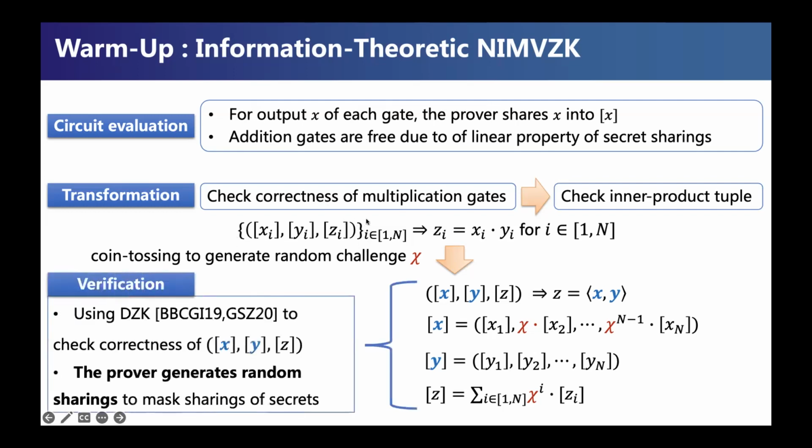Next, the verifiers use DZK to check correctness of the tuple x, y, z. In the procedure, the prover generates random sharings to mask sharings of secrets. Due to usage of coin tossing, we need to run a number of rounds logarithmic in the circuit size.